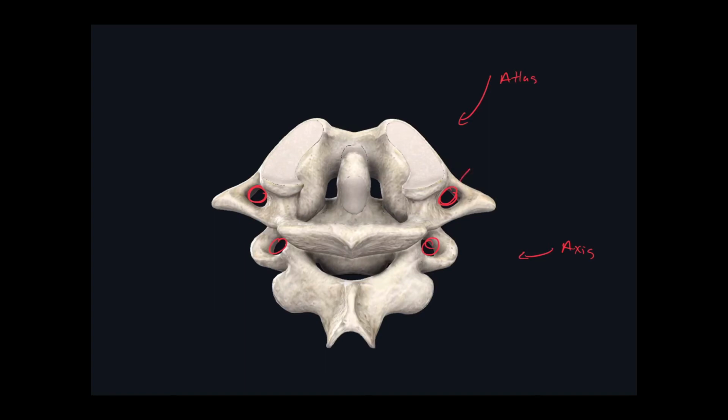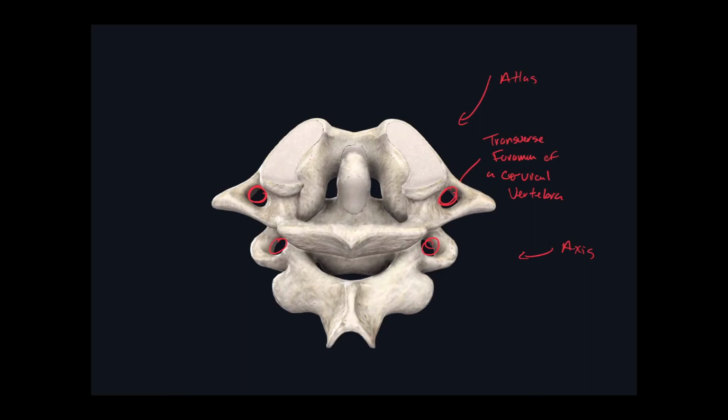So these holes are called transverse foramen of a cervical vertebra. Now they have to be parented back to cervical vertebra because they are unique to only cervical vertebrae. So you can't say transverse foramen of a vertebra because not all vertebrae have it. So again, this is transverse foramen of a cervical vertebra.